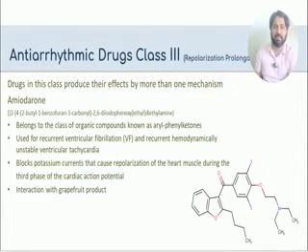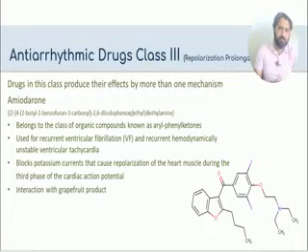Now let's discuss them one by one. The first drug is Amiodarone. This is the IUPAC name of Amiodarone, which was first introduced as an anti-anginal agent.